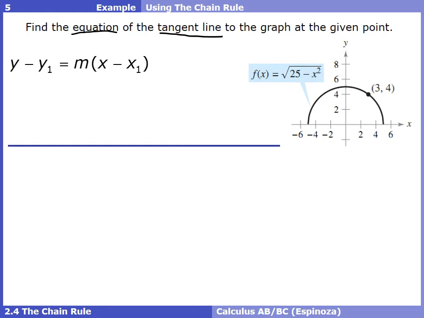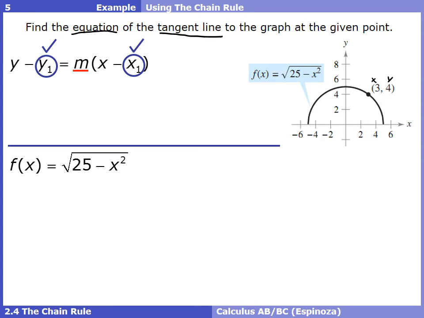Well, we want to find the equation of a tangent line at the point given, which is (3, 4). This is our x. This is our y. So we have those two values already. We're halfway there. We have our point. Now we just need our slope. Anytime we think or hear or see the word slope, I hope you're thinking derivative. So that's what we need to do. We need to take our function and find the derivative.